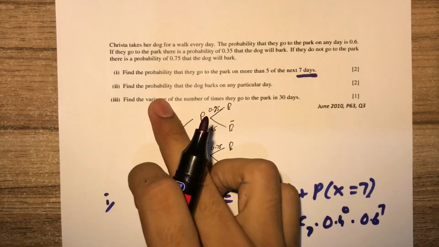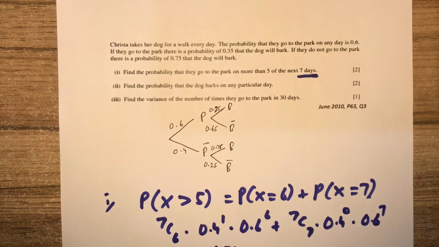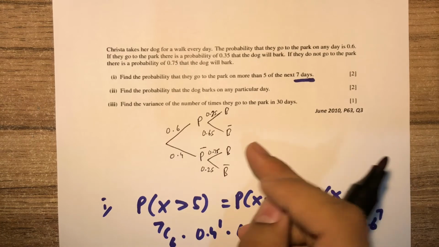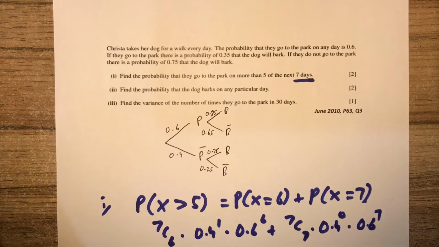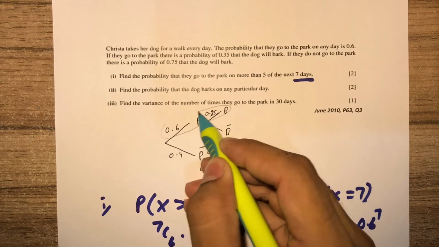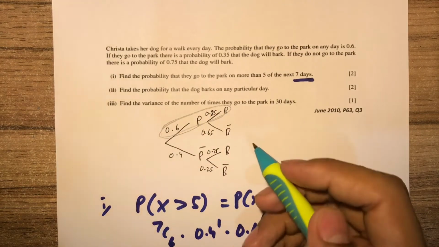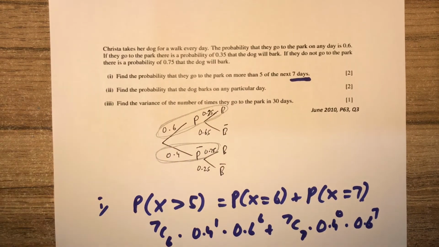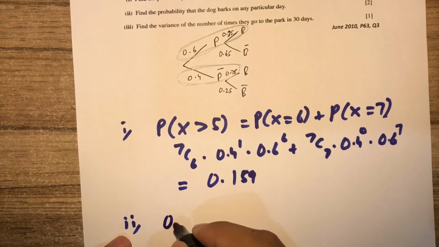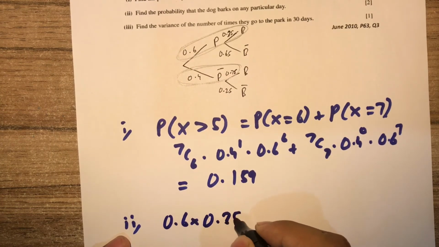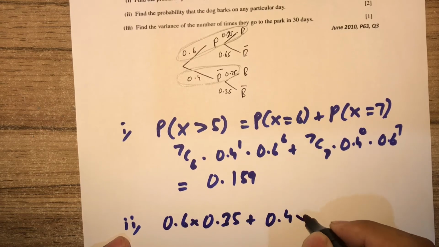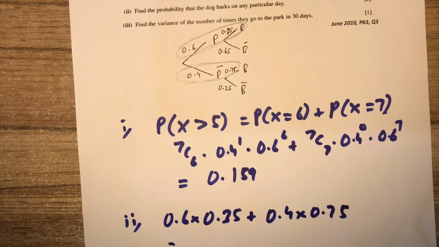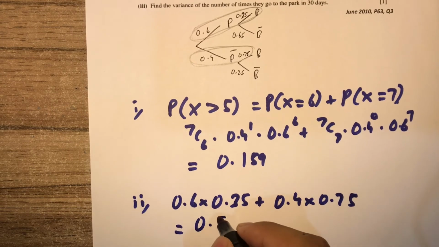For the second part, find the probability that the dog barks on any particular day. This is just a probability question. So the probability that a dog barks, over here we'll use the tree diagram. So for the dog to bark, it could be this possibility, or it could be this possibility, right? So it is 0.6 times 0.35 or 0.4 times 0.75. This is equal to 0.51.